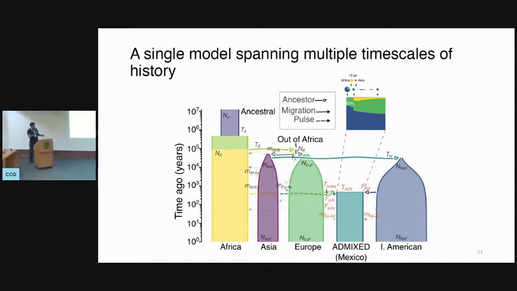All these other parameters, the parameters in red, come from tracts, and the parameters in black come from the site frequency spectrum. And we just combine them.